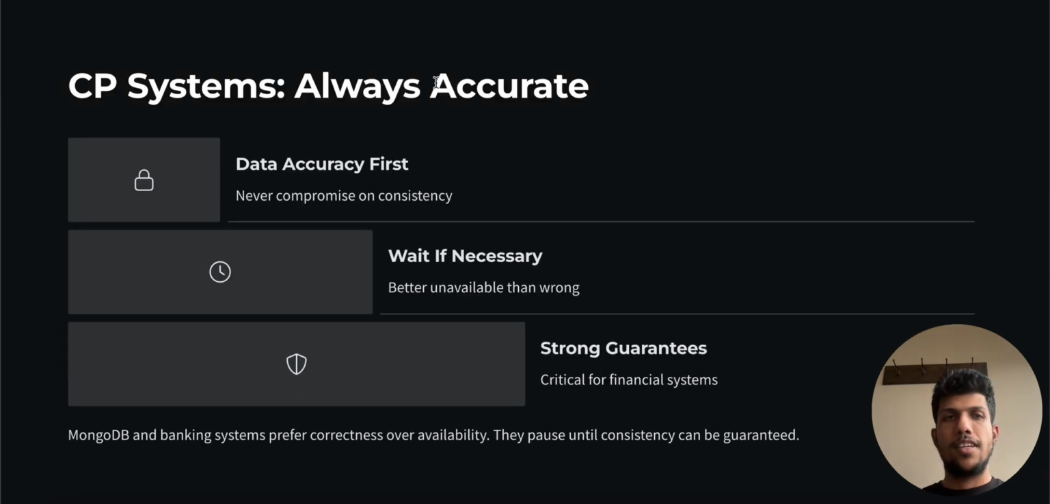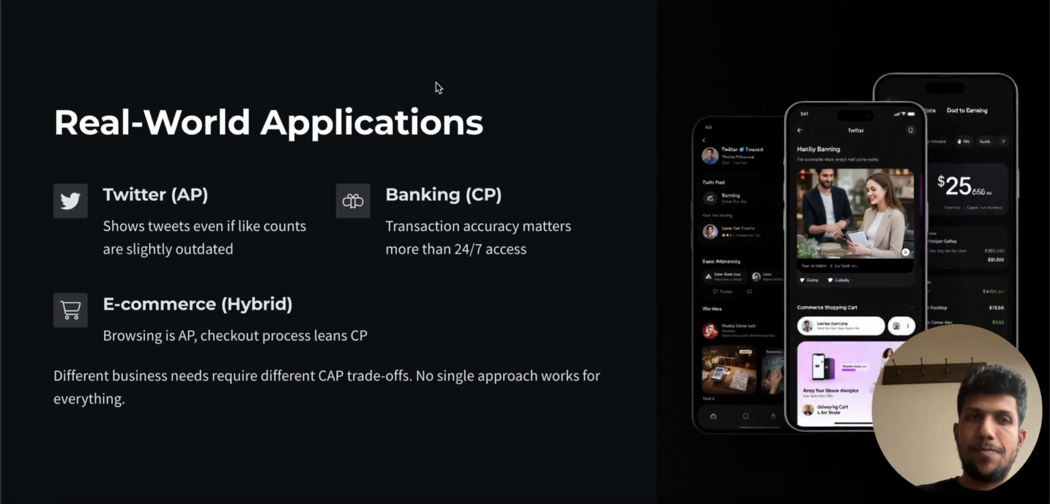Talking about CP systems, it means always accurate. Data accuracy is most important. If the data is not available, the user might need to wait because it will show only the accurate data, and it provides a strong guarantee. MongoDB and banking systems prefer consistency, right? So the user might need to wait. We need to design the system so that the user doesn't need to wait for long.